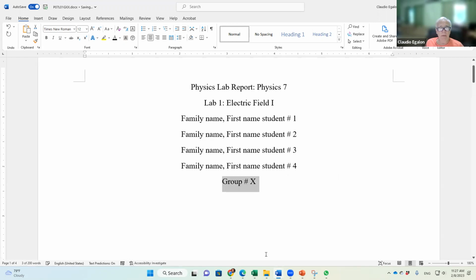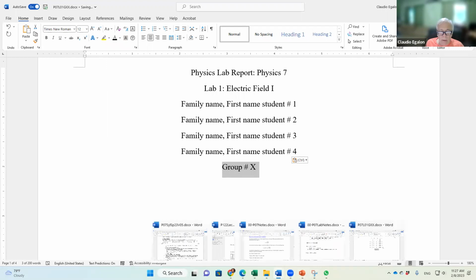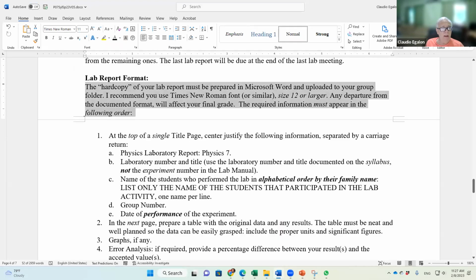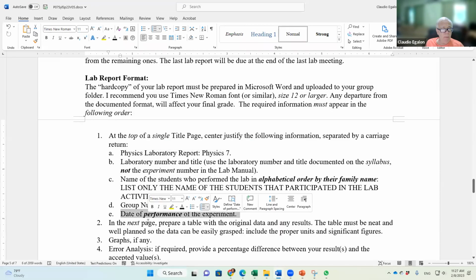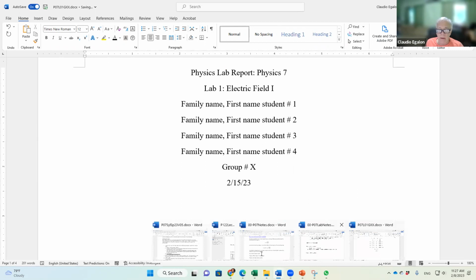Group number X. There is one more piece of information missing: the date of performance of the experiment. The date of the performance of the activity, which is going to be February 15, 2023. Remember, it's the date that we did the activity, not the date that you turn in the report. I'm going to emphasize it here.